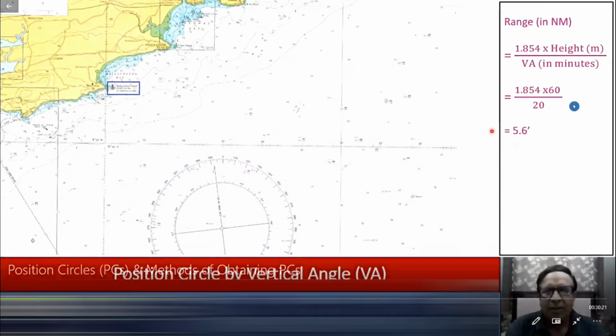Now beta, whenever we calculate ranges in our chart work, we usually round them off to one place after the decimal, because this is the accuracy which we use in our chart. So in the calculator you may get even more accurate values, like you all were getting 5.56. We round it off to one place after the decimal. So that's why you see the figure 5.6.